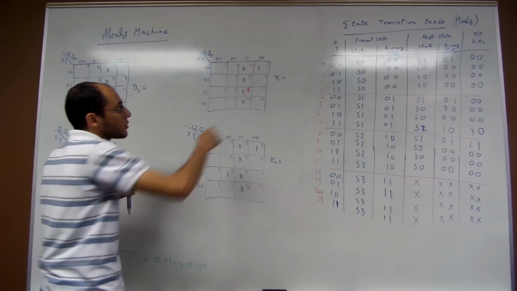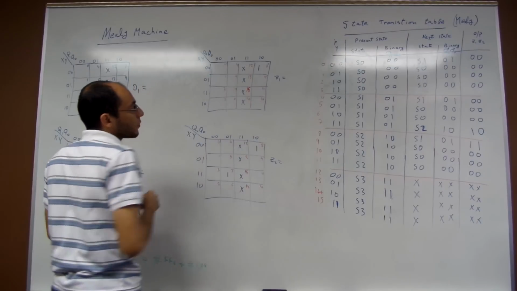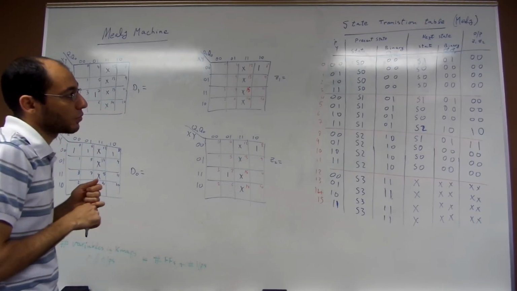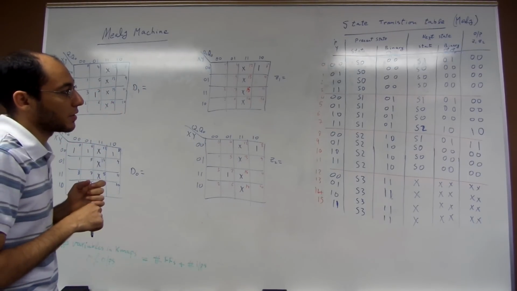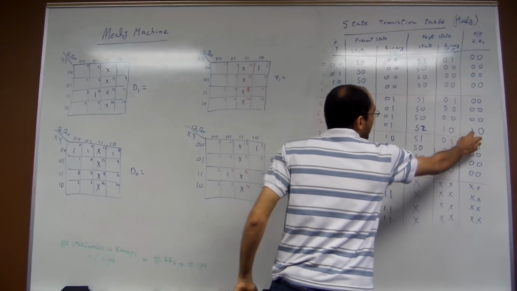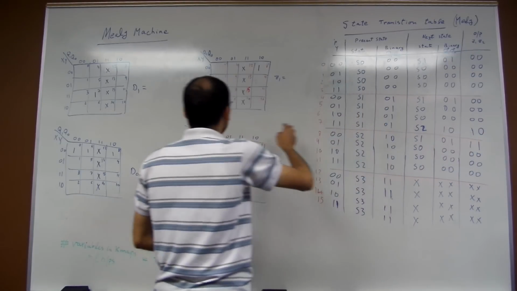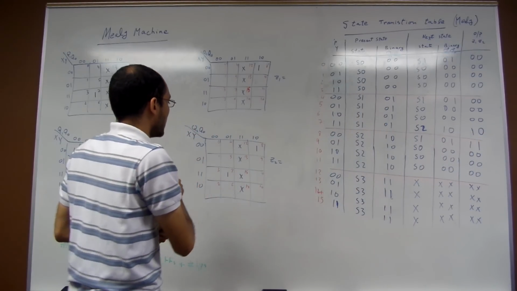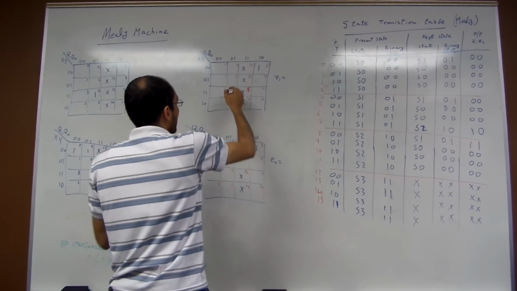Alright, so the output, you can fill it in as well. You find that you have only 1 for Z1, which is at the 7th position, alright? And 1 at, yes, so that's the 7, okay?